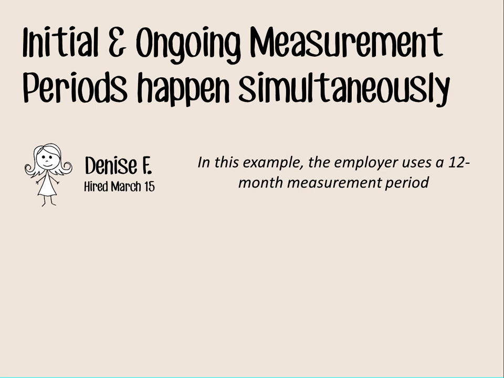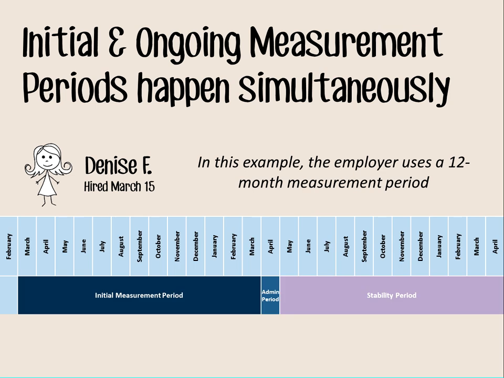One important concept to note for new hires is that measurement of the initial and standard ongoing measurement period happens simultaneously. So going back to Denise here, her initial measurement period extends from March 15th, from her date of hire, to the following year. And we have the 6 weeks administrative period and the stability coverage period that follows, assuming that she met the definition of a full-time employee, that extends another 12 months after.